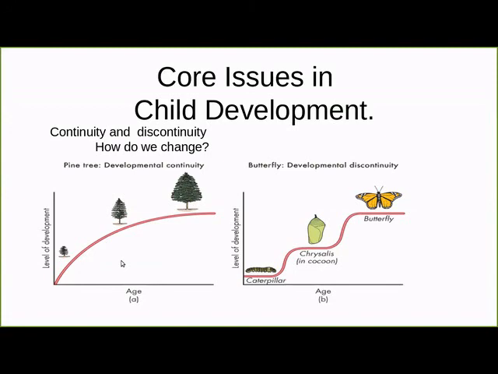Another way that development can happen is like this example of a butterfly. This is discontinuity, or qualitative change. So the linear continuous change is quantitative, like the pine tree. The butterfly, the discontinuous change, is qualitative.